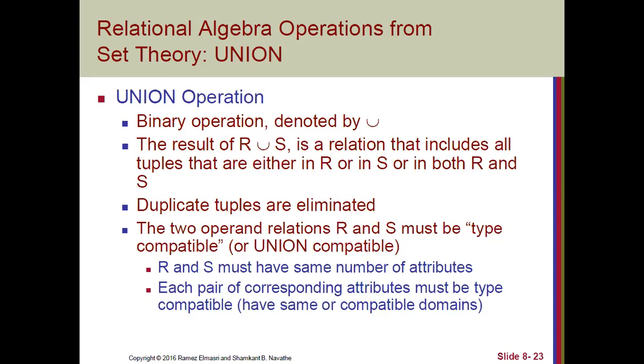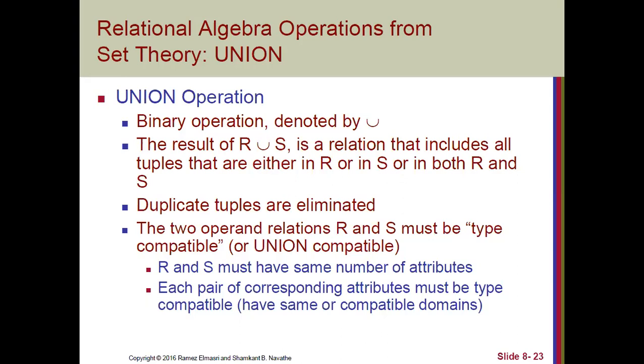The second condition is that each pair of corresponding attributes, for example the first attribute of R and the first attribute of S, or the second attribute of R and the second attribute of S, must be type compatible. In other words, both can take values from the same domain. I will give you an example which is type compatible, and one which is not. For example, the second attribute of relation R describes the joining date of an employee, and the second attribute of S also describes the joining date of an employee. So both take values from the same domain, and it means they are type compatible.